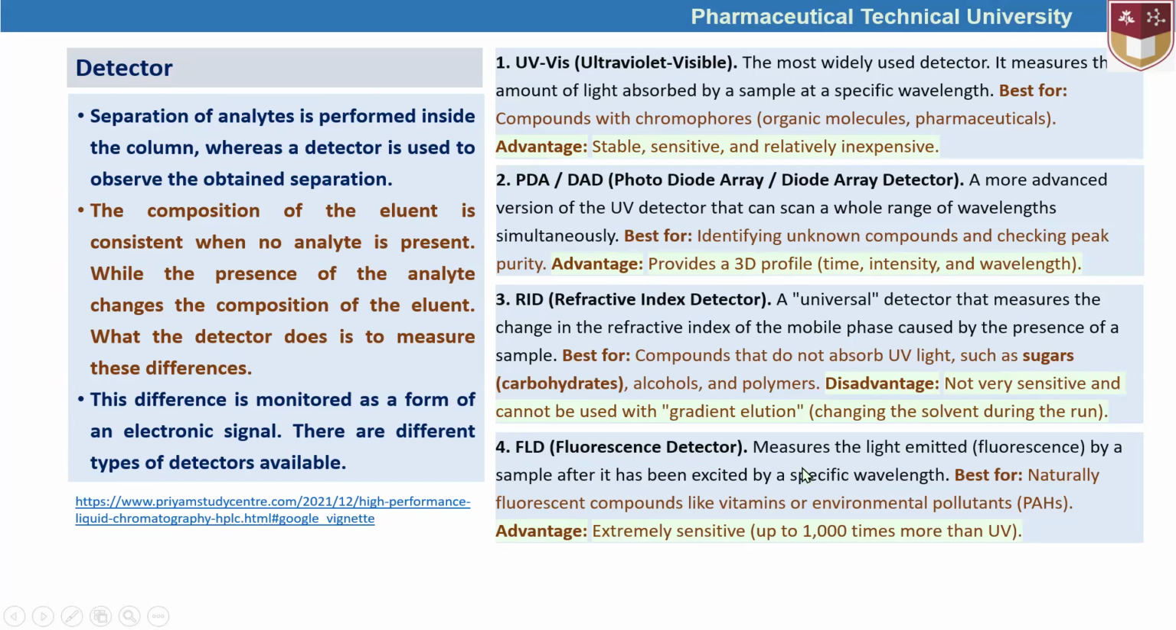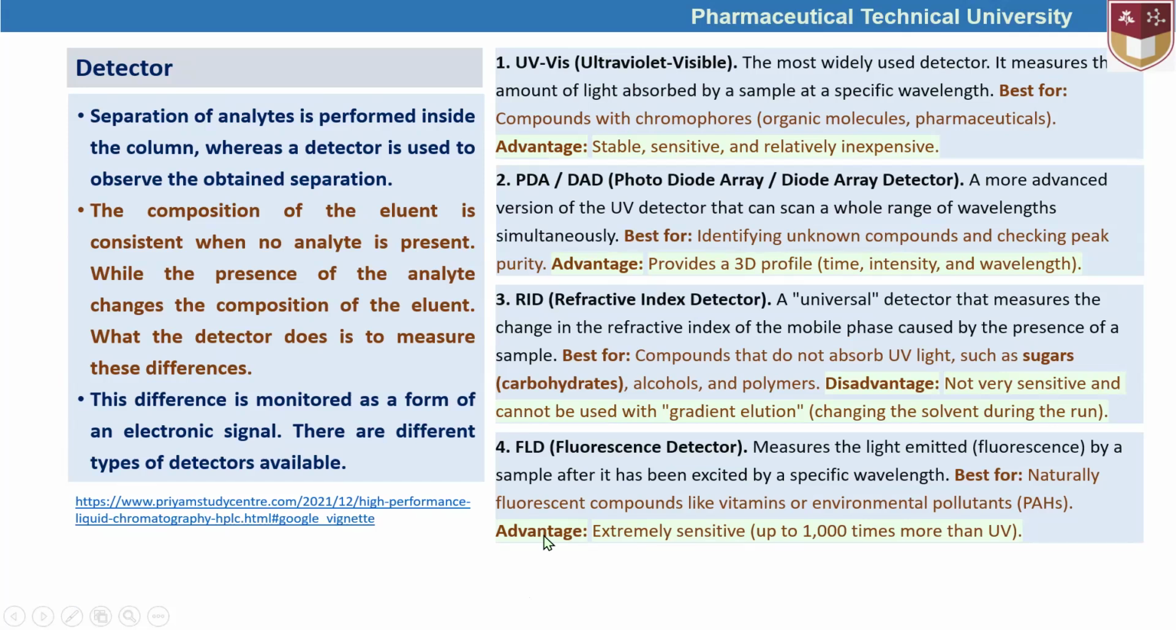And in the fluorescence process, some light is given, and that light can be emitted at a higher wavelength with smaller photon energy. So it is possible to use it to detect those compounds based on the emission coming out from them. They are best for naturally fluorescent compounds like vitamins or environmental pollutants.